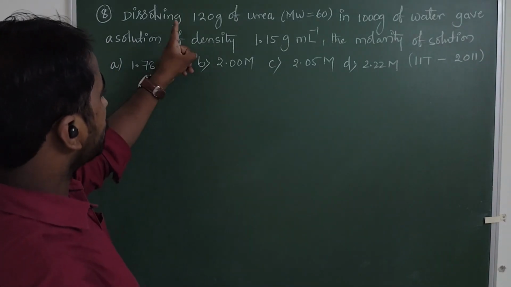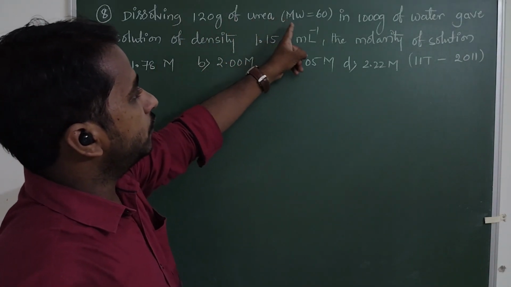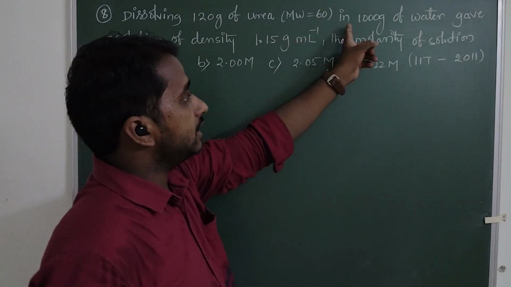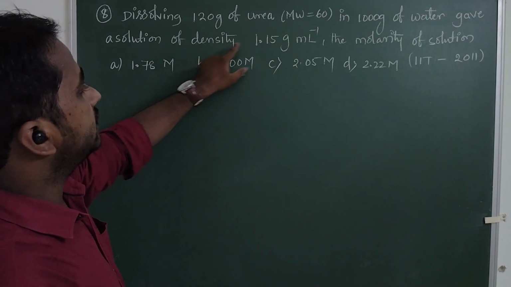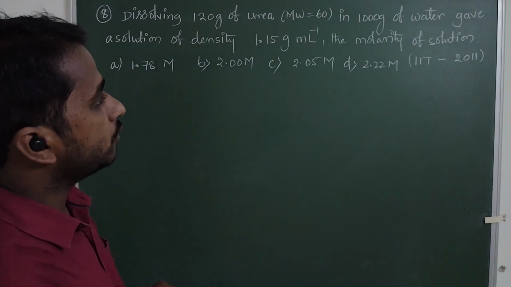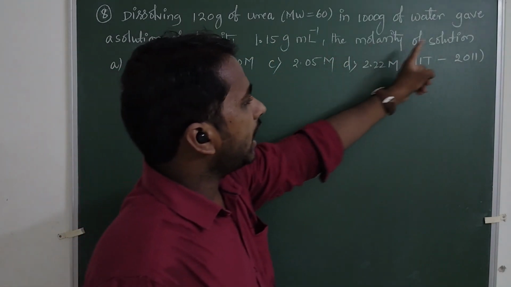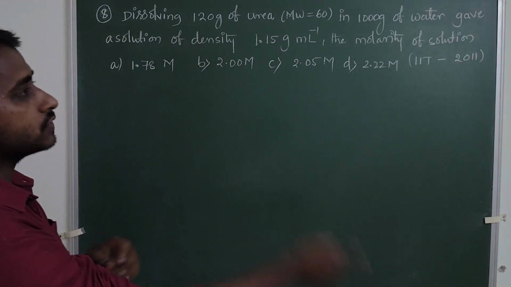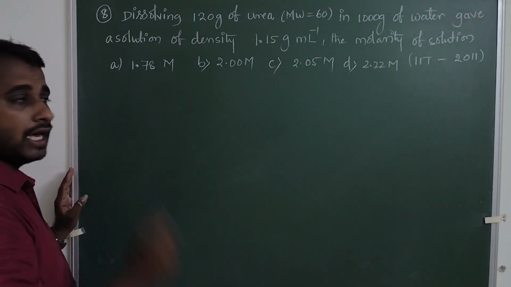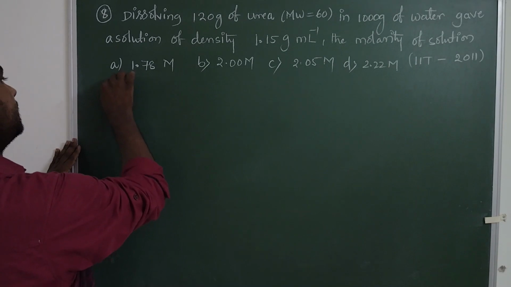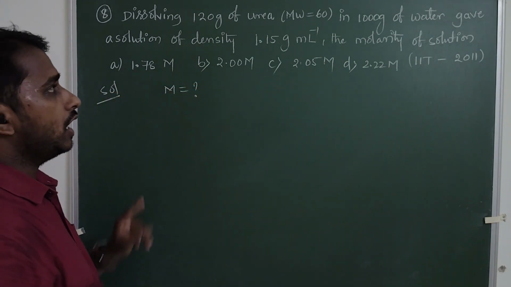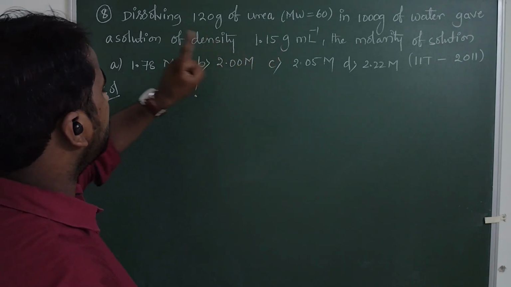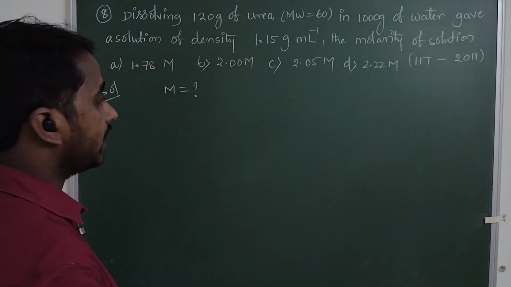The question is: dissolving 120 grams of urea, of molecular weight 60, in 1000 grams of water gave a solution of density 1.15 gram per milliliter. The molarity of the solution? So first of all, they are asking for molarity. We need to calculate molarity, and what is given: the molecular weight is given, and 120 grams of urea is given.